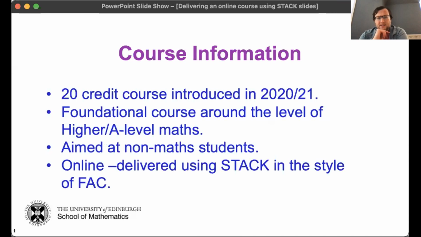And the idea is that this course would be delivered online using the Stack e-assessment system, which was developed by my colleague Chris Sangwin. And it was in the style of the course that was developed by my colleagues, which I'm abbreviating to FAC, which stands for the Fundamentals of Algebra and Calculus.